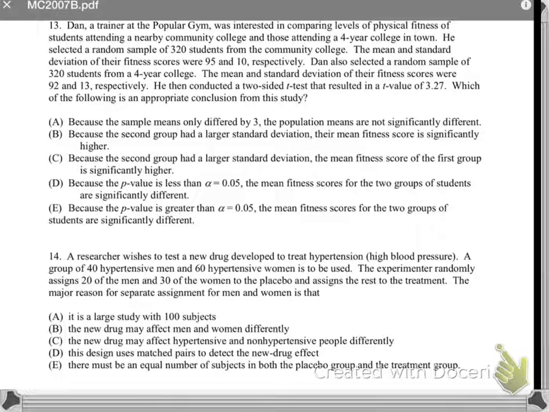Number 13 is just a 2 mean t-test. You just go put all the data in there. It's an inference test, and HA would be that mu1 doesn't equal mu2. I do get a t value of 3.27, but I get a p of 0.001, so that means that my p value is less than 0.05, and they are significantly different.